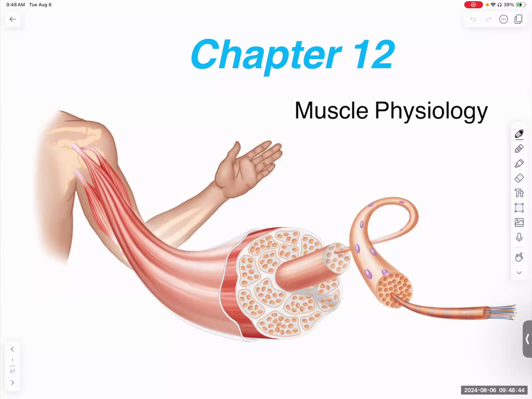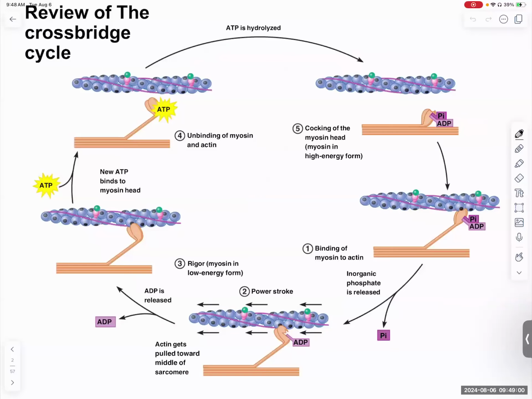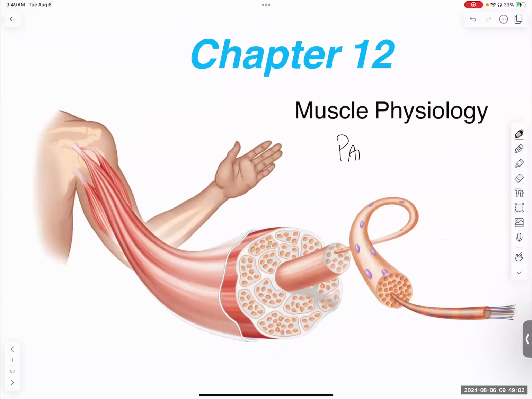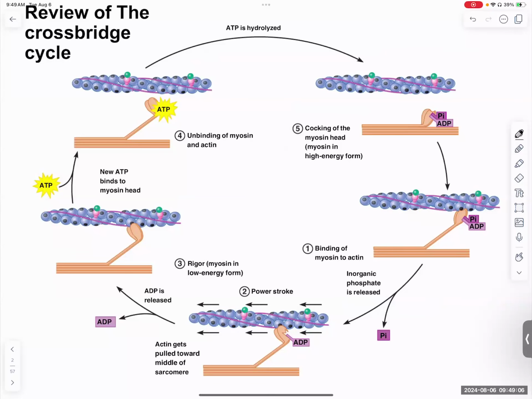All right. Well, I love exercise physiology and muscle physiology, so I'm super excited to keep going on chapter 12. First, this is part 2, by the way. Let's review a little bit in case you watched part 1 a while ago.